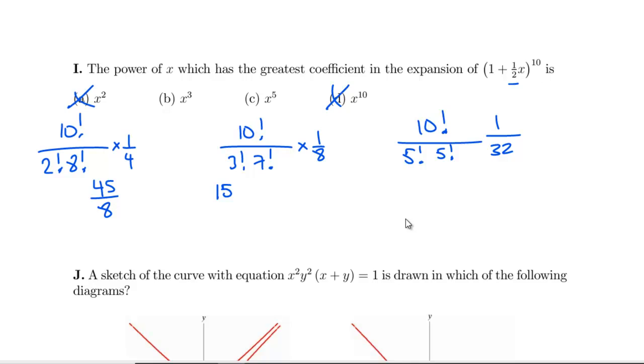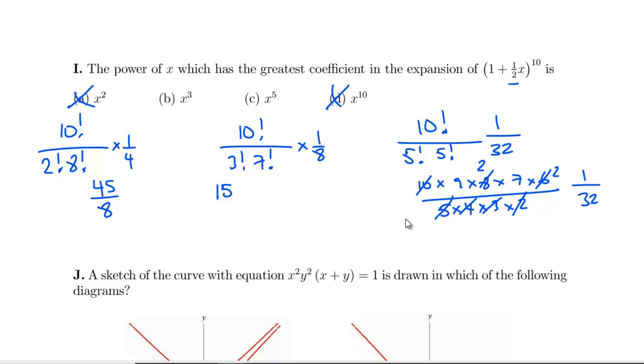And then here I'm going to have 10 times 9 times 8 times 7 times 6 divided by 5 times 4 times 3 times 2. So that and that go. Plus I've got this 1 over 32 here, which I need to put in. That can make that a 2, that can make that a 2. So I can take those out and make that an 8, all in all, at the bottom. So I've got 9 times 7 over 8. Well, that's certainly less than 15. So I'm going to end up being B.